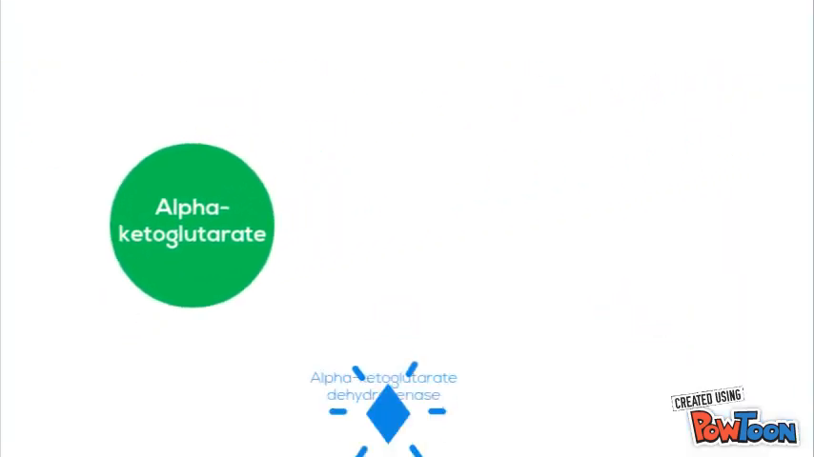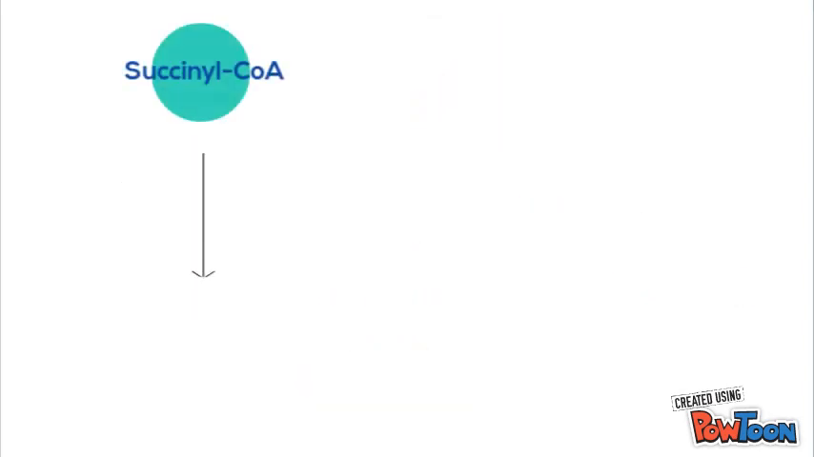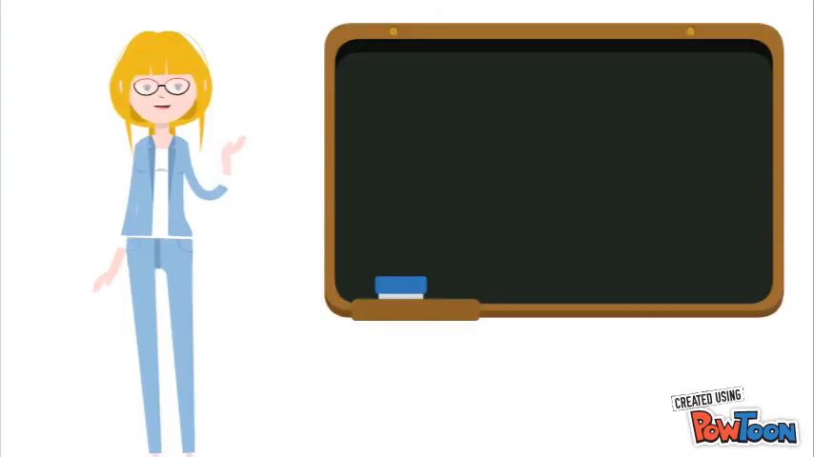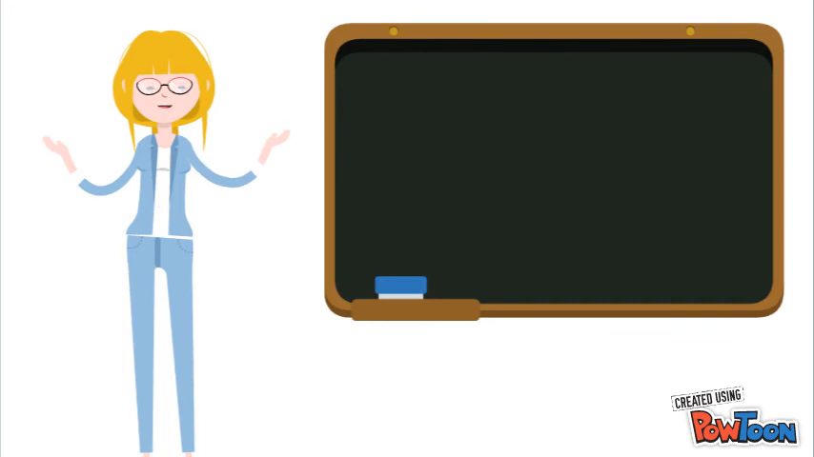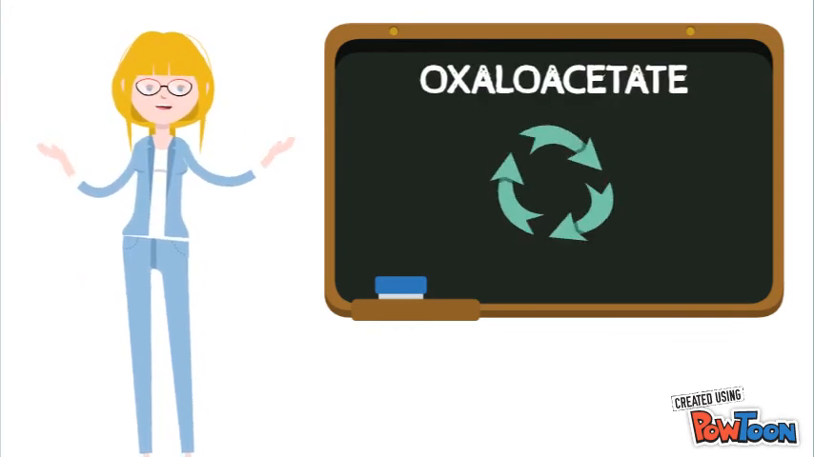Then alpha-ketoglutarate dehydrogenase comes along to change alpha-ketoglutarate into succinyl-CoA, carbon dioxide, and NADH. Succinyl-CoA then becomes succinate with the enzyme succinyl-CoA synthetase, and here ATP is formed. But we're not quite done. Remember, we still need to make more oxaloacetate so that the cycle can begin again.